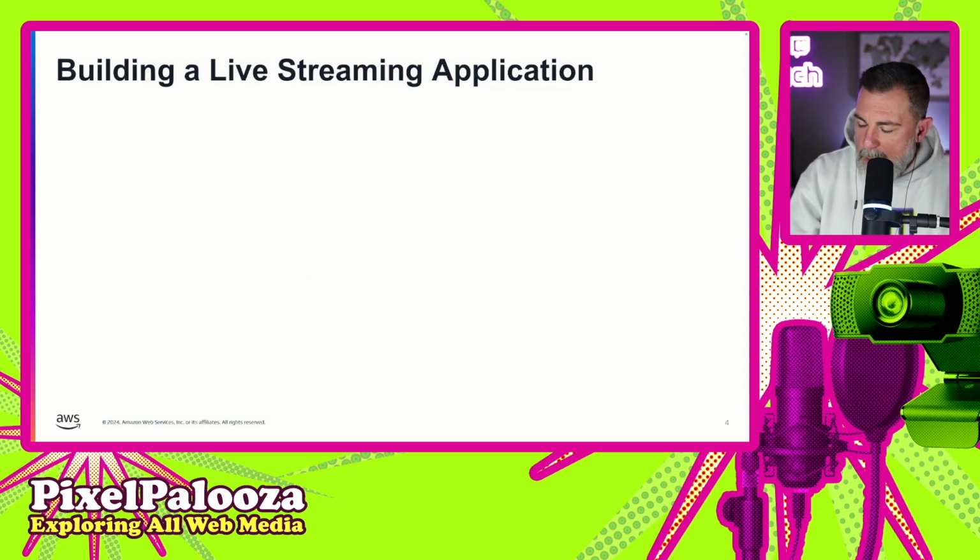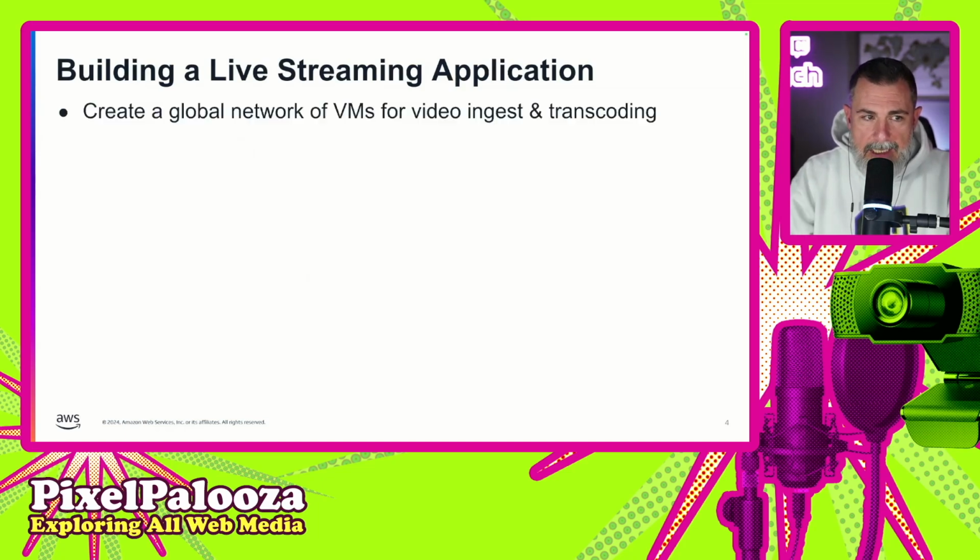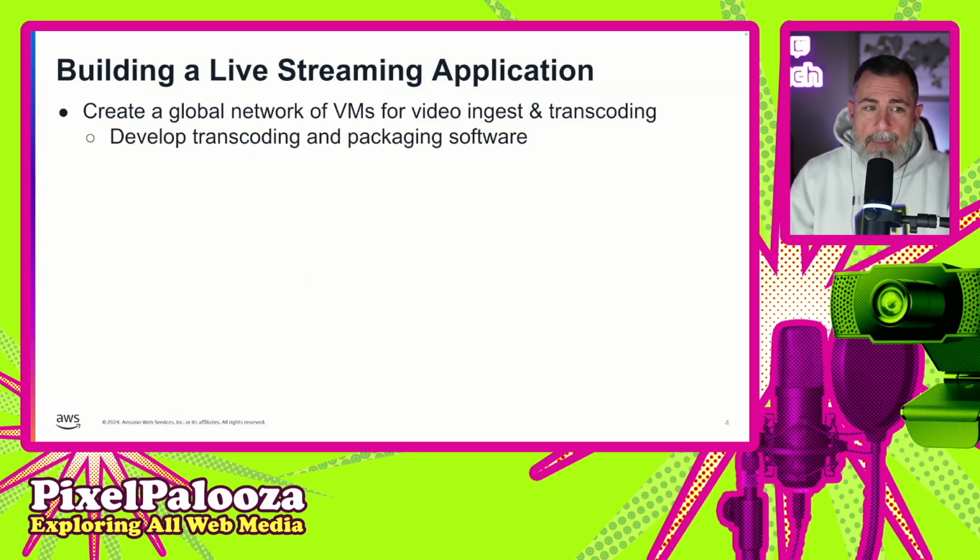So if you were to build a live streaming application by yourself from scratch today, these are the types of things that you would have to consider. And the first of those things is you would need some VMs. You'd need a global network of virtual machines for video ingest and transcoding. This may not be virtual machines. This may be bare metal machines. Whatever it is, you need a global network of them.